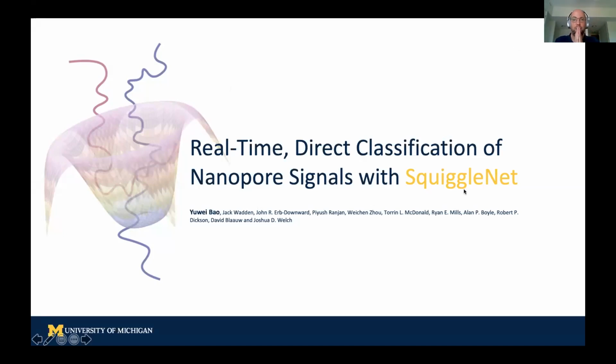Next talk will be given by Emily Bao on real-time direct classification of nanopore signals with SquiggleNet. Joint work with Jack Wadden, John Herb Downward, Piyush Ranjan, Wei-Chan Zhu, Torin McDonald, Ryan Mills, Alan Boyle, Robert Dixon, David Blau, and Joshua Welch. Okay, and now we are on time. Emily, over to you. Thanks, Travis.